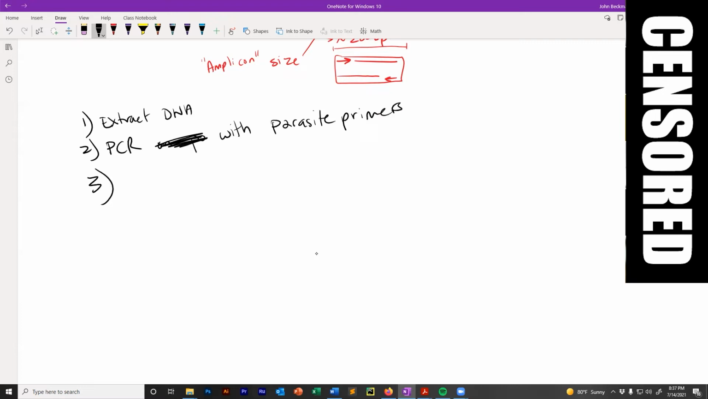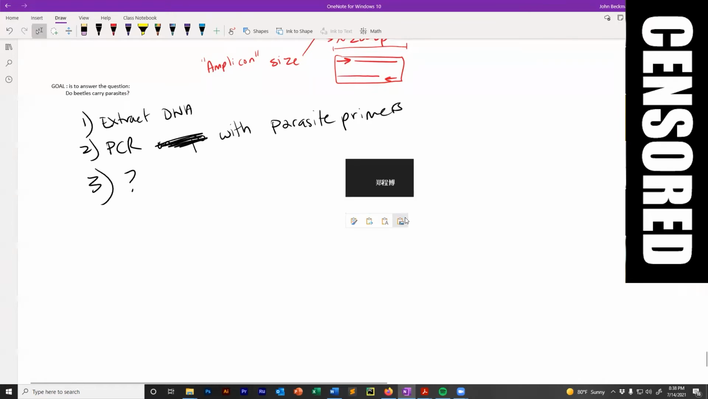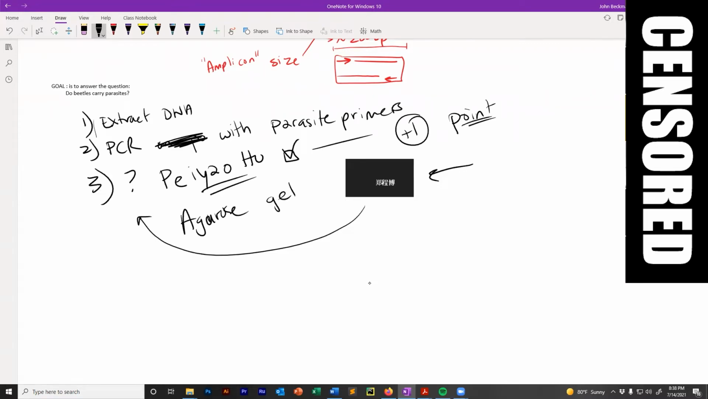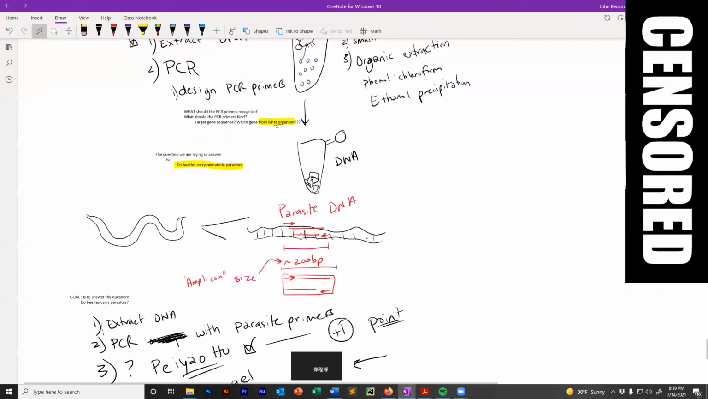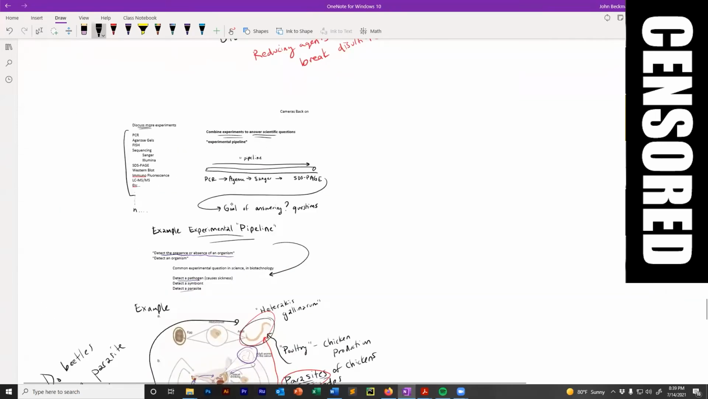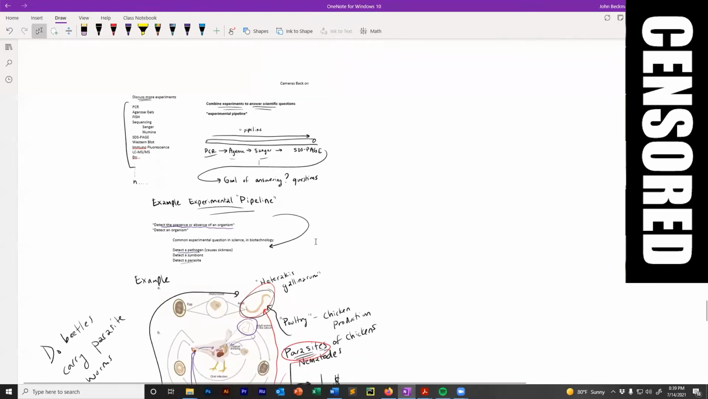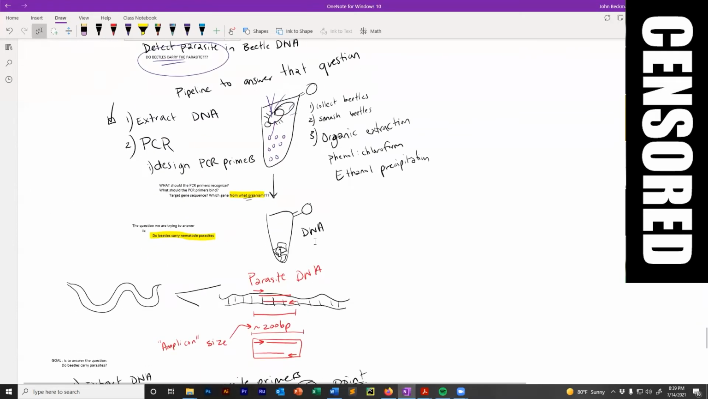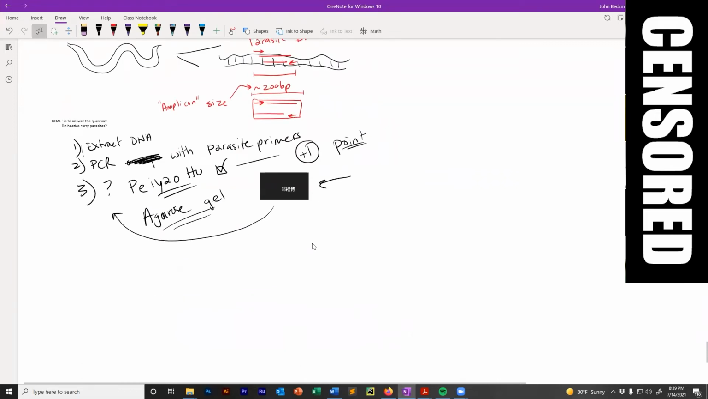What's going to be step 3? Write it in the chat. What will be step 3? Very good. Agarose gel. Do you see how what I'm trying to teach you is how to string together experiments to answer questions? So step 3 is going to be an agarose gel.